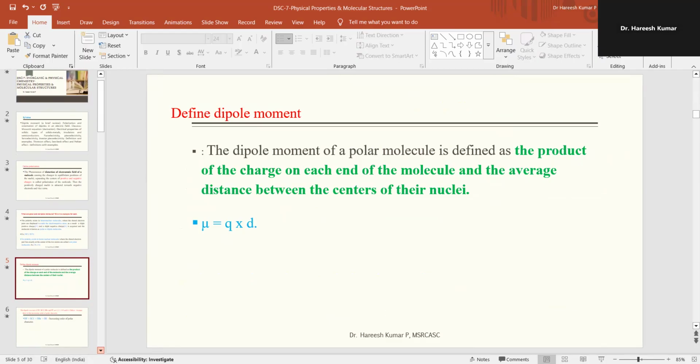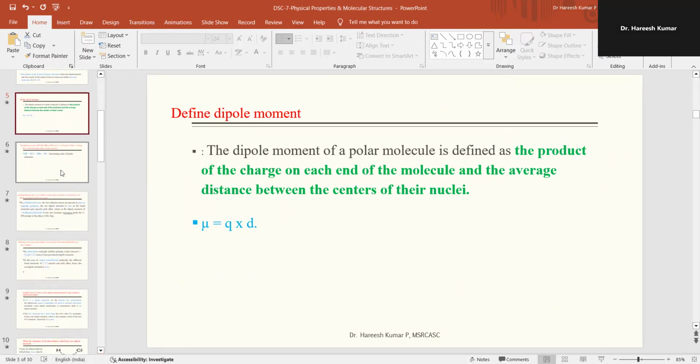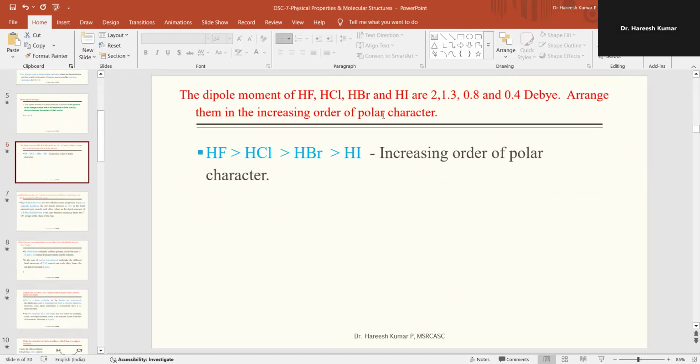Then let's go to one more question. The dipole moments of hydrogen fluoride, hydrogen chloride, hydrogen bromide, and hydrogen iodide are 2, 1.3, 0.8, and 0.4 D. Arrange them in the increasing order of polar character. Hydrogen fluoride is greater than hydrogen chloride, which is greater than hydrogen bromide, which is greater than hydrogen iodide. It is the increasing order of polar character.